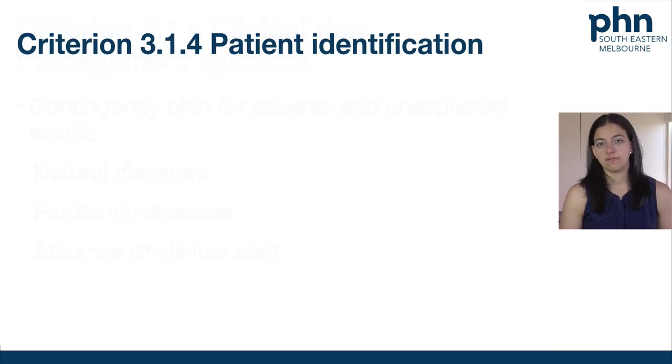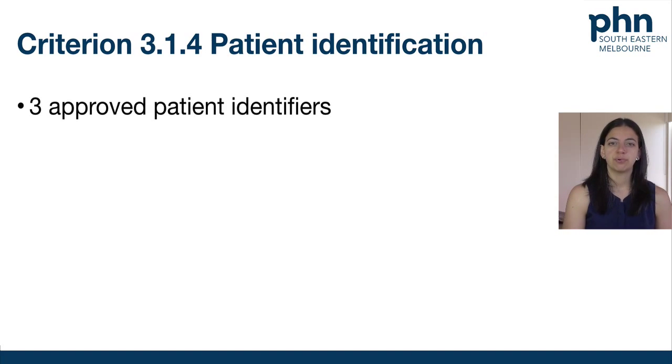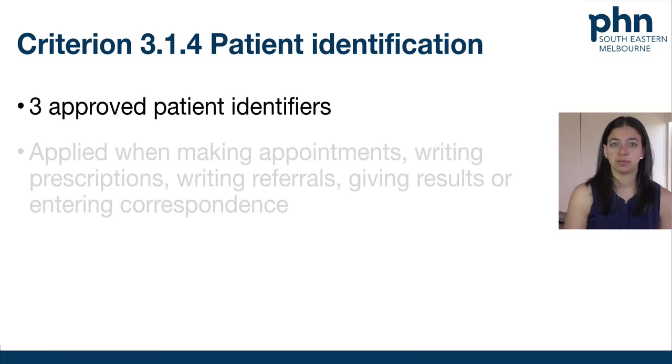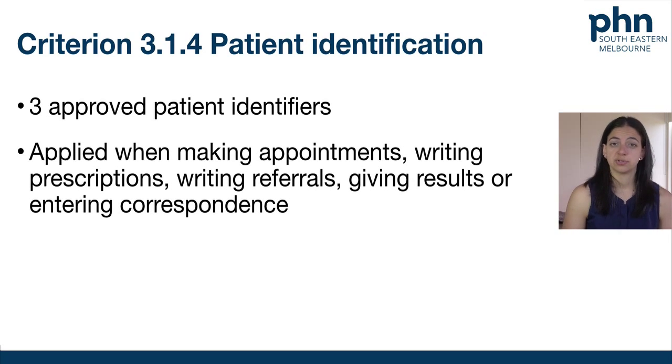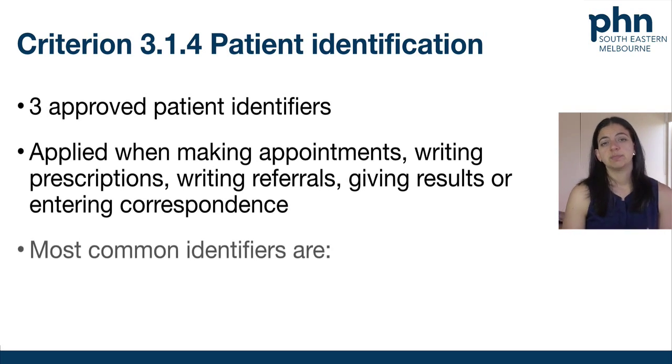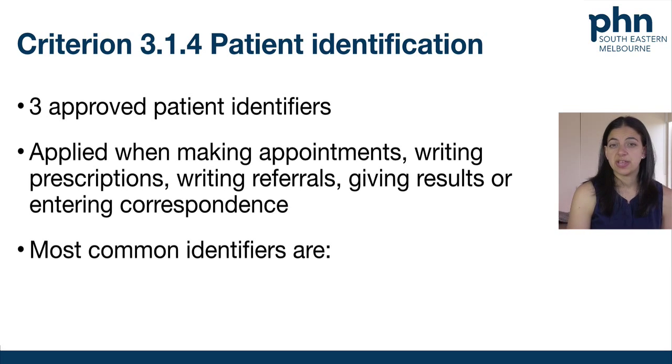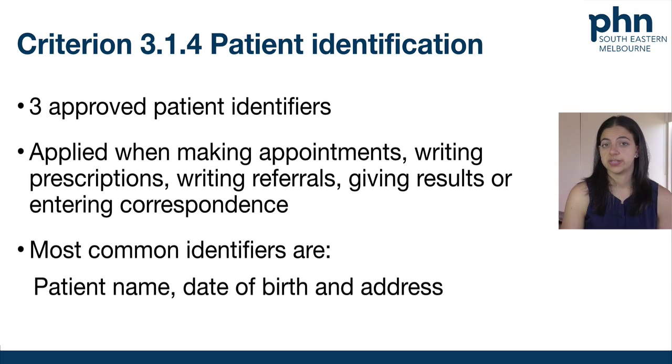Criterion 3.1.4, patient identification. It is important that the practice uses a patient identification process of 3 approved patient identifiers, and that the practice team can describe how this is applied when making appointments, writing prescriptions, writing referrals to other providers, or giving results or entering results or correspondence into records. The most common and least obtrusive identifiers are usually patient name, date of birth, and address.